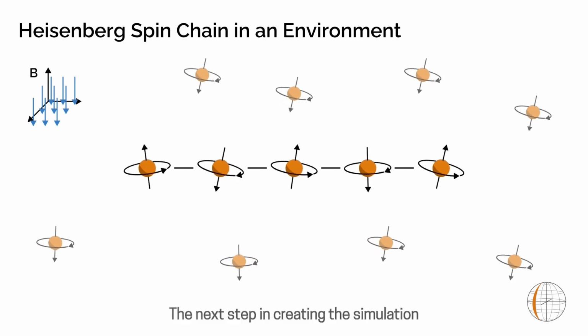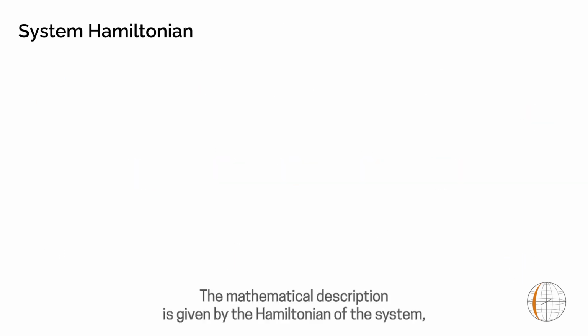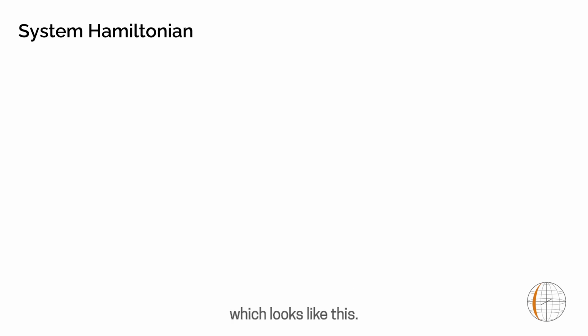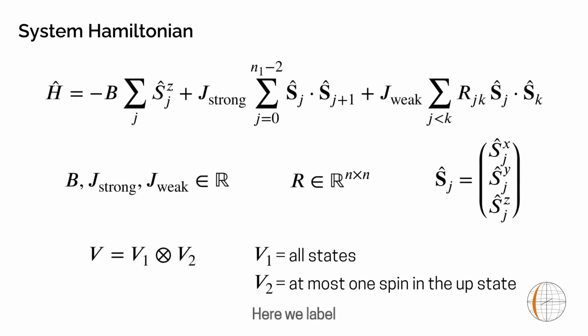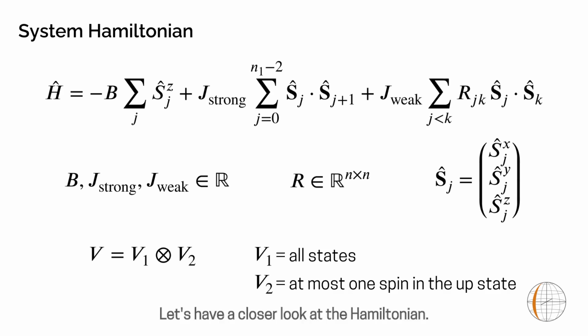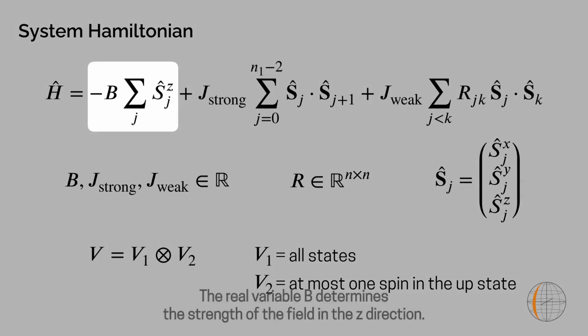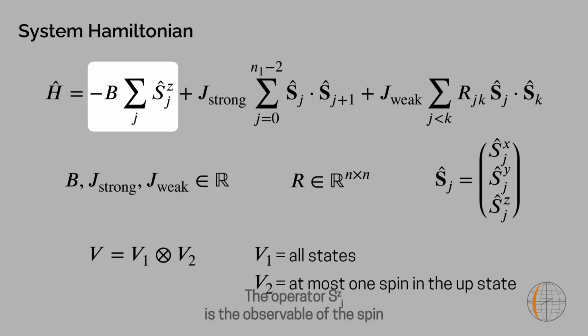The next step in creating the simulation is to write down a mathematical description of the system. The mathematical description is given by the Hamiltonian of the system, which looks like this. Here, we label the spins in the Heisenberg chain from 0 to n1-1 and the surrounding spins from n1 to n2-1. Let's have a closer look at the Hamiltonian. The Hamiltonian consists of 3 parts. The first part describes the magnetic field. The real variable B determines the strength of the field in the z direction. The operator S_z^j is the observable of the spin in the z direction of particle j.